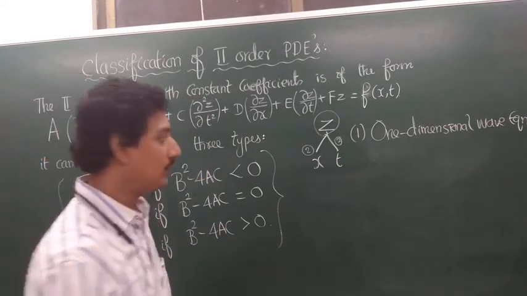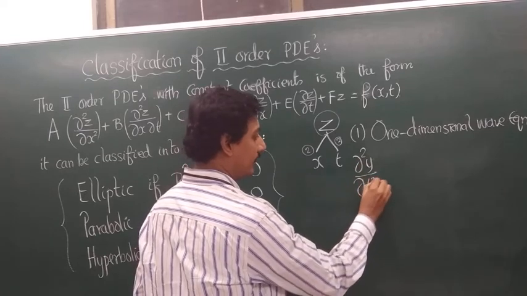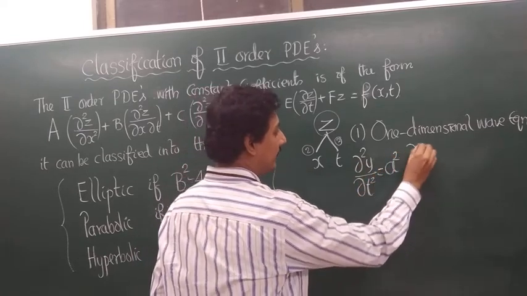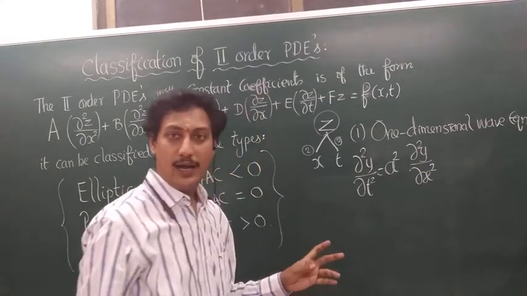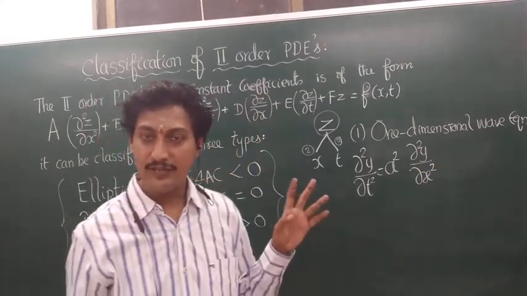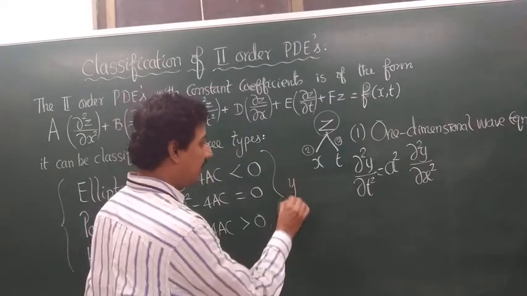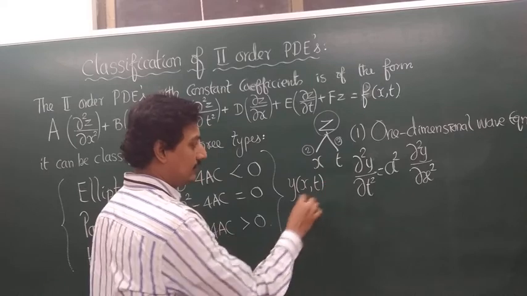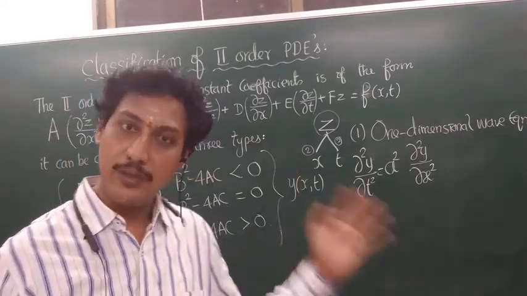The one-dimensional wave equation is dou squared y by dou t squared equals a squared into dou squared y by dou x squared. Is this a second order partial differential equation? Yes, of course. What about y? Here y is a function of x comma t. This is called the displacement function of the one-dimensional wave equation.